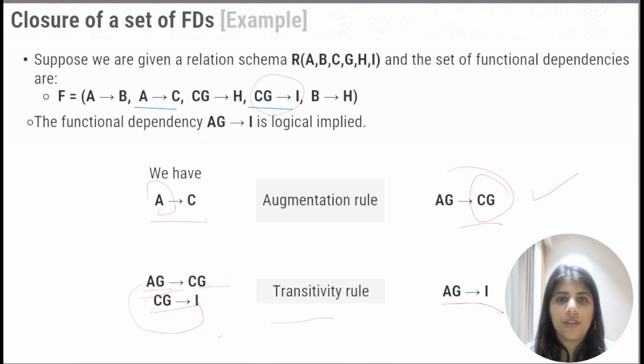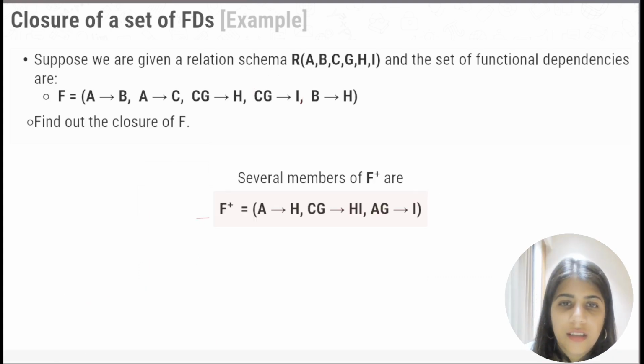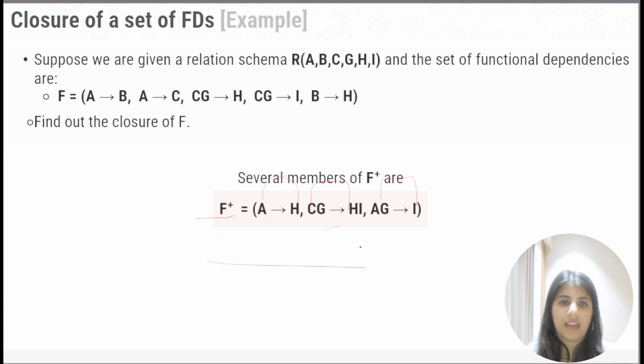We can apply multiple rules together to find the final closure. So we actually found out several closures in this. So we can say that F plus equals A determines H, we found out. CG can determine HI, we found that multiple times. AG can determine I. So we found these closures. So इसको आप इस तरह से closure as an answer लिख सकते हो.